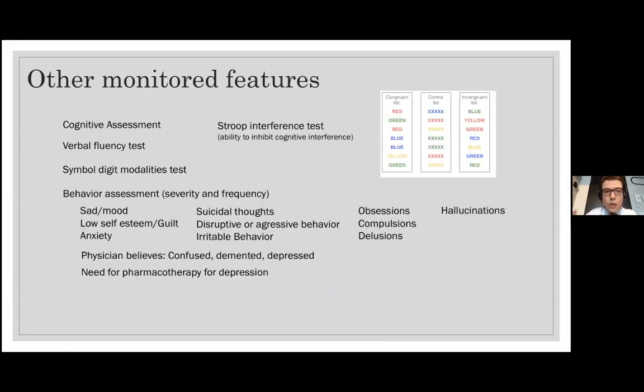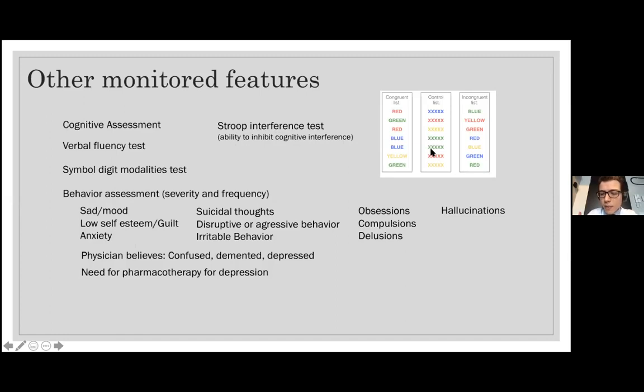Okay, and you can monitor other things to get a fuller picture in terms of cognition, in terms of behavior, for instance, moods, anxiety, suicidal thoughts, which can be very prevalent when the symptoms start, irritability, OCD, and hallucinations, even though they are not so frequent. So one interesting test is the Stroop interference test, which tests the ability to inhibit cognitive interference.